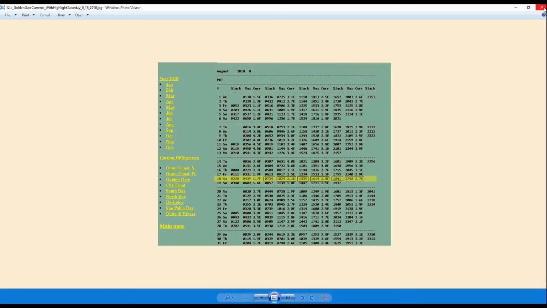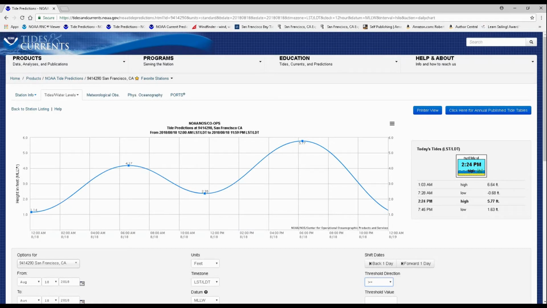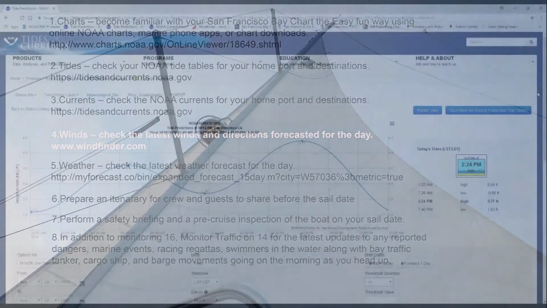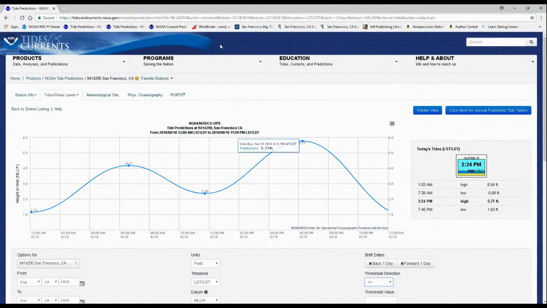Okay, so we've covered our chart. We've covered our tides, and now we've covered our currents. So we know what our tides and currents are doing. So let's take a look at what the winds are doing for this day.